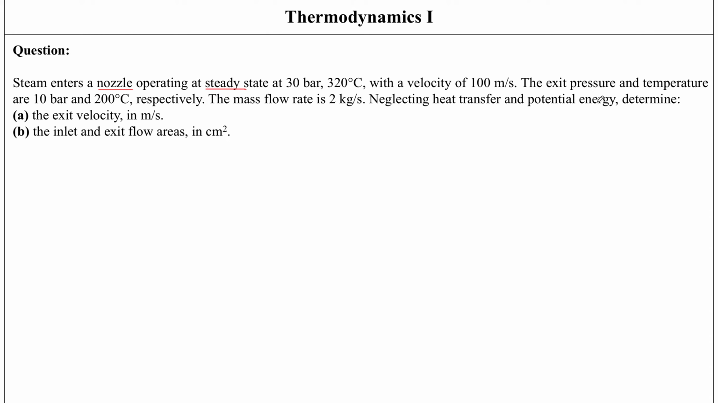You're neglecting heat transfer and potential energy changes, and you have to find out the exit velocity and the inlet and exit flow area. So again, because you're talking about a nozzle, you don't know what kind of nozzle it is, so I'm just going to make a nozzle, this is a CD nozzle, and obviously we don't know what kind of nozzle we're using. It could be a converging nozzle as well, but so you've got your nozzle, and now you're making the boundary of the system.